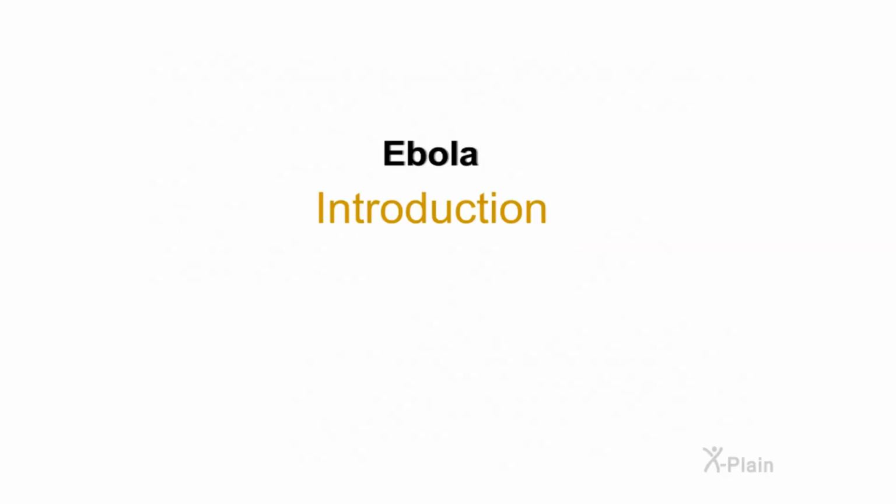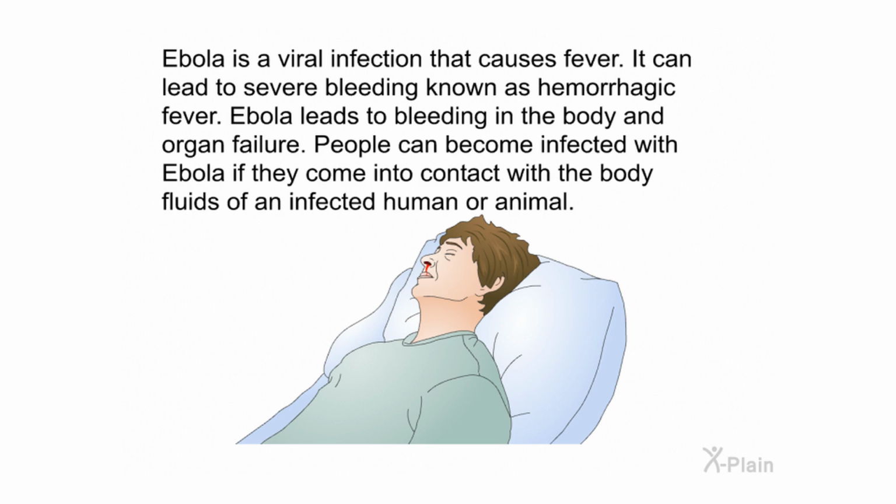Ebola. Introduction. Ebola is a viral infection that causes fever. It can lead to severe bleeding known as hemorrhagic fever. Ebola leads to bleeding in the body and organ failure. People can become infected with Ebola if they come into contact with the body fluids of an infected human or animal.